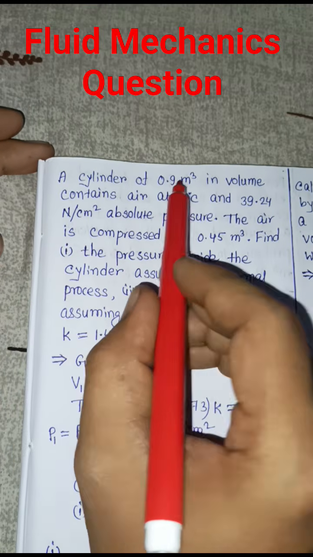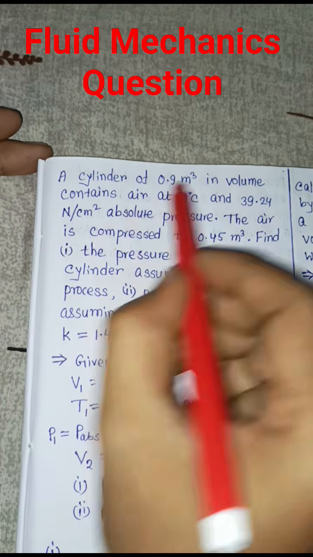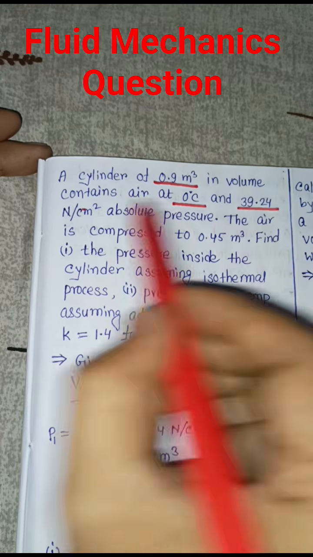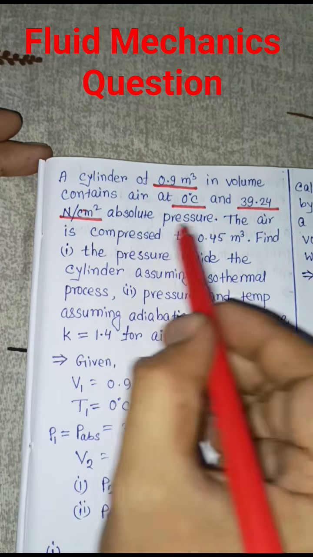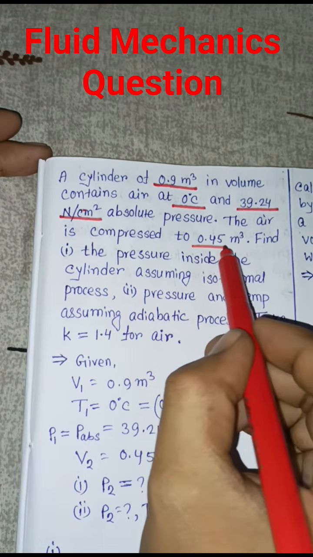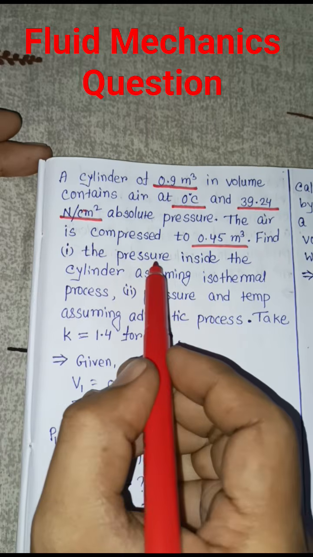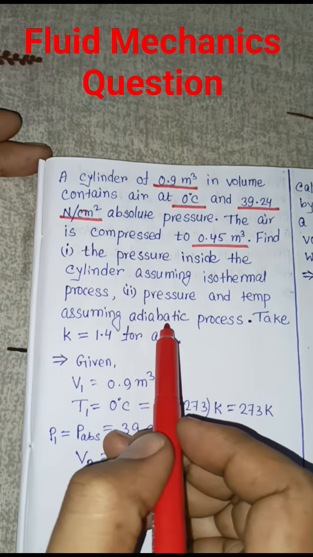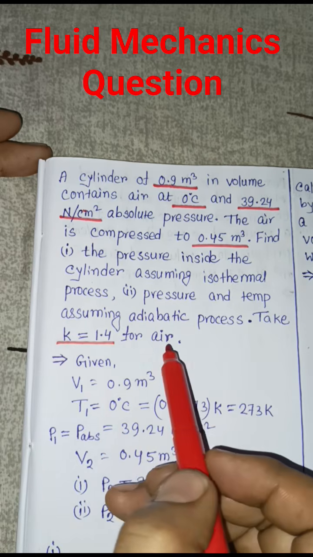A cylinder of 0.9 meter cube in volume contains air at 0 degree Celsius and 39.24 Newton per centimeter square absolute pressure. The air is compressed to 0.45 meter cube. Find the pressure inside the cylinder assuming isothermal process, and pressure and temperature assuming adiabatic process. Take K equal to 1.4 for air.